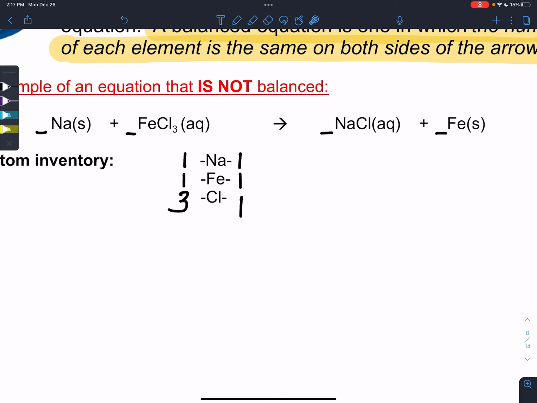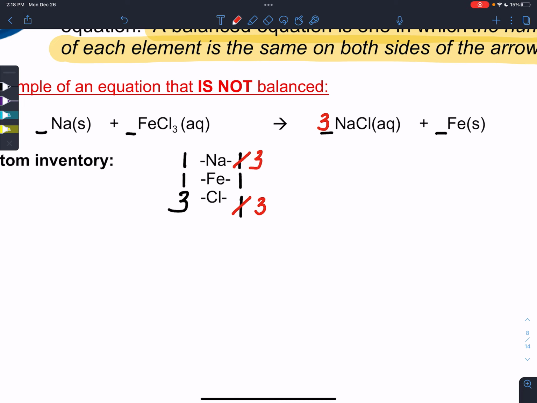So I need to change these chlorines. So I'm going to go ahead and put a 3 right here. Now that has given me 3 chlorines. Now my chlorines are balanced. But when I did that, in addition to giving me 3 chlorines, this now gives me 3 sodiums as well. So I have to come down here and make this 3.